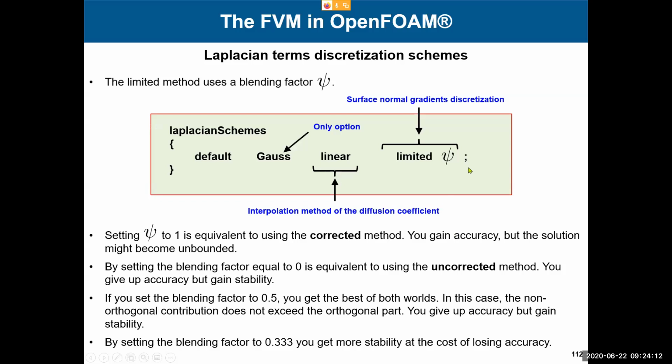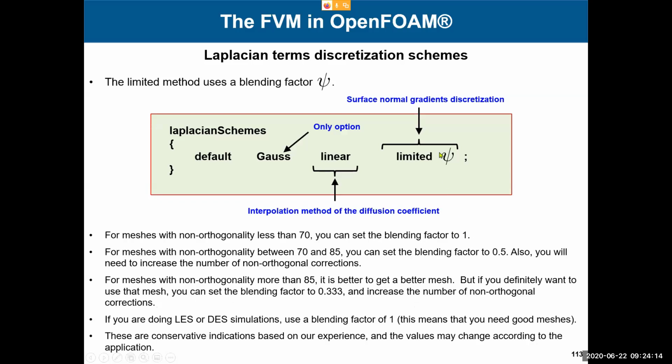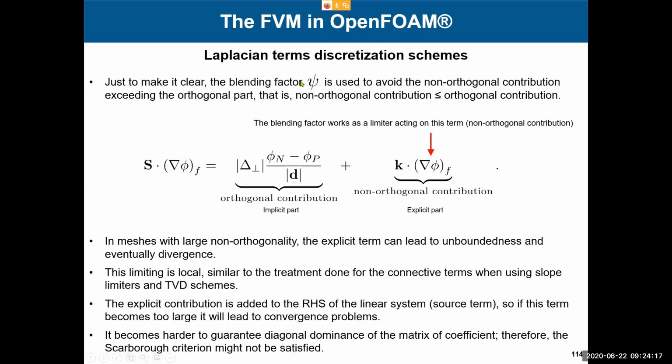And what is important is that this 0.5 is just to guarantee that the non-orthogonal contribution will never exceed the orthogonal contribution. And why is that important? Because this is explicit. And if this one becomes larger than this one, it goes to your right-hand side, and you will start to have problems with your matrices. You are not going to satisfy the Scarborough criterion and that stuff. So you put that 0.5 just to limit this. It will not be larger than this one. That is what you are doing.